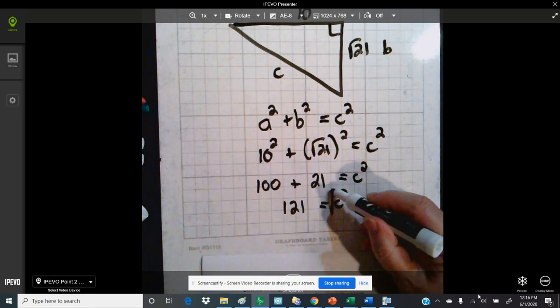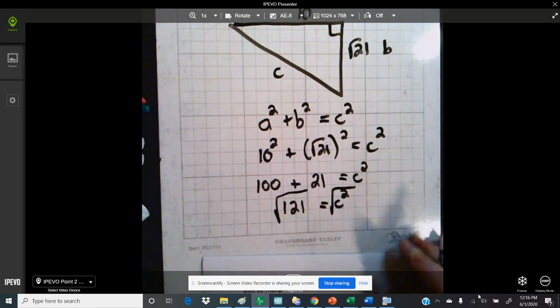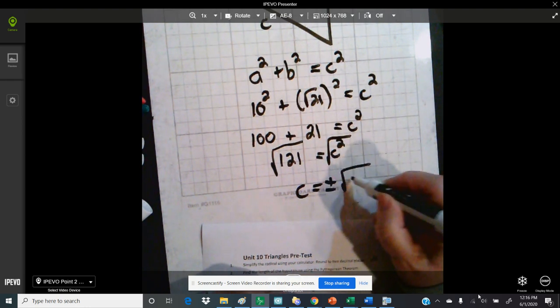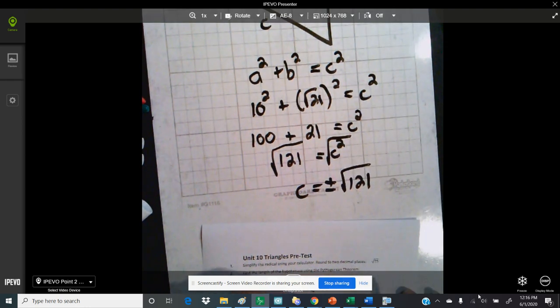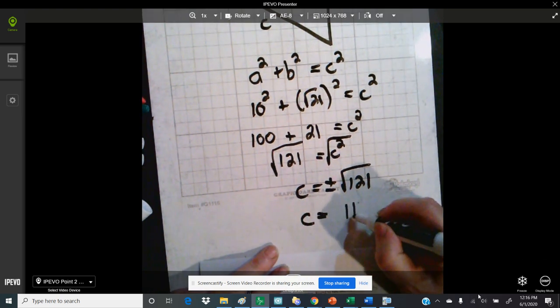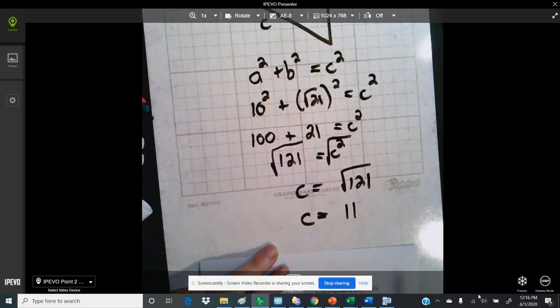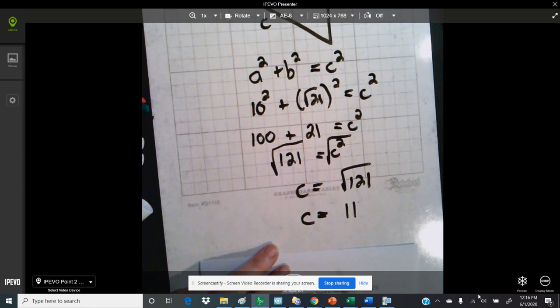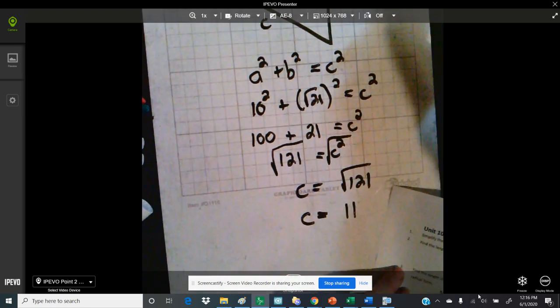In order to get the answer, I'm going to take the square root of both sides. So I'm going to get c equals plus or minus the square root of 121. If you go to your calculator, you'll find out that c equals 11. Remember that because I'm talking about the side of a triangle, I'm going to throw the negative answer away, and I'm just going to keep the 11. So let's now take a look at number 3.